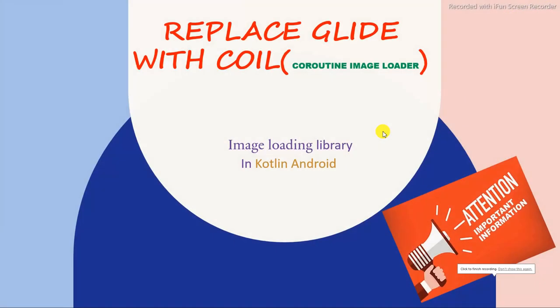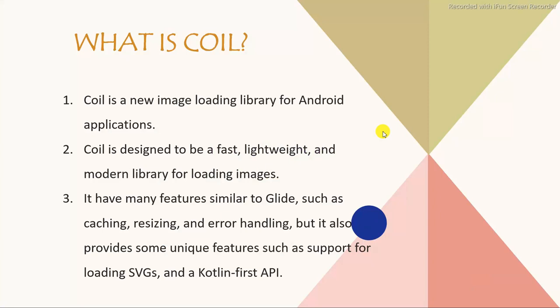So we are replacing Glide with Coil. Why Coil? Because Coil is a coroutine image loader. Coil is a new image loading library for Android applications, designed to be a fast, lightweight and modern library for loading images.